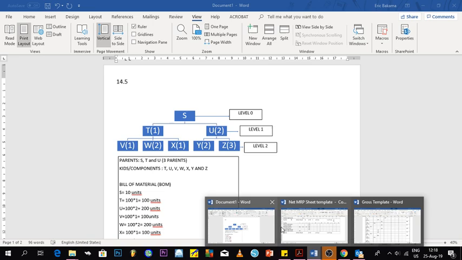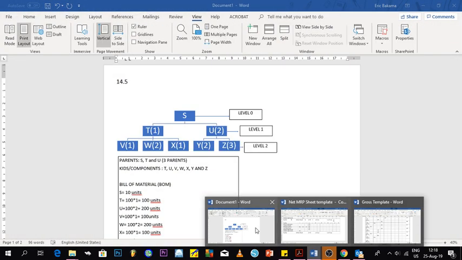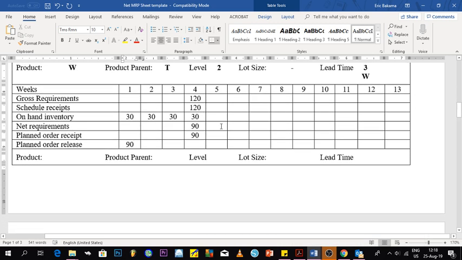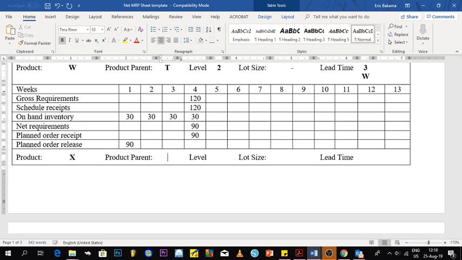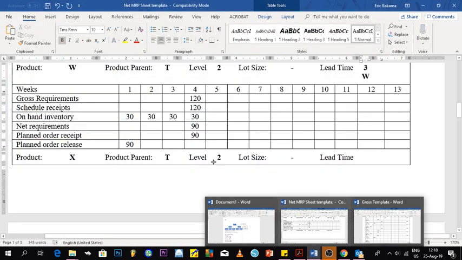Then we go back and check. After W we have X. So 1 T is equal to 1 X. We go back to our table here and put X. The product parent is T, the level is level 2, and the lot size is empty. The lead time for X is 1 week.